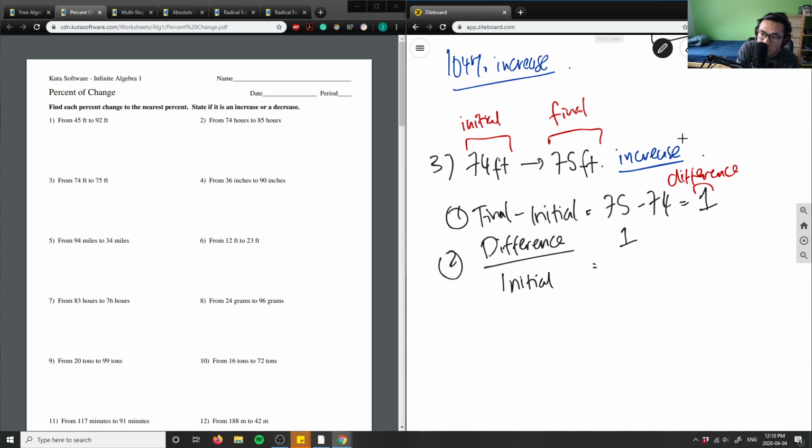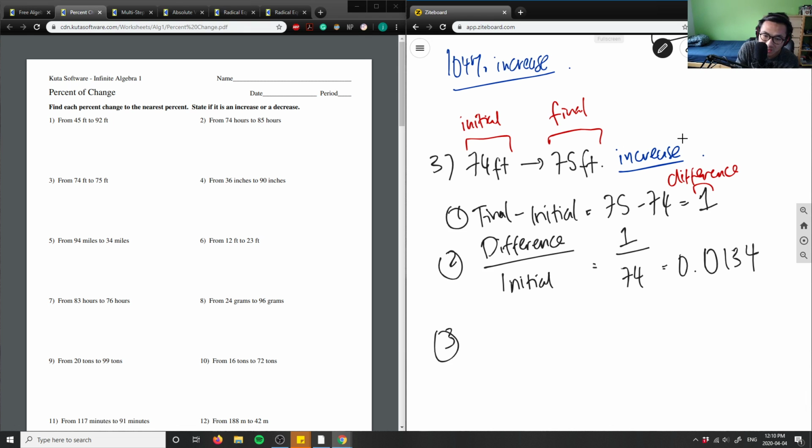So again, I'm taking my difference and dividing it by my initial. This is 1, which is my difference, and my initial here is 74. So 1 divided by 74 is, let's see, I'm going to take 3 decimal places, 0.01351. So that's going to be my decimal.